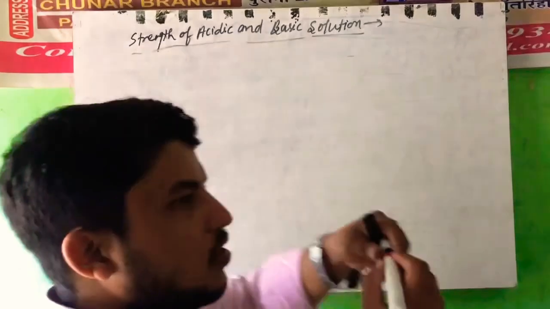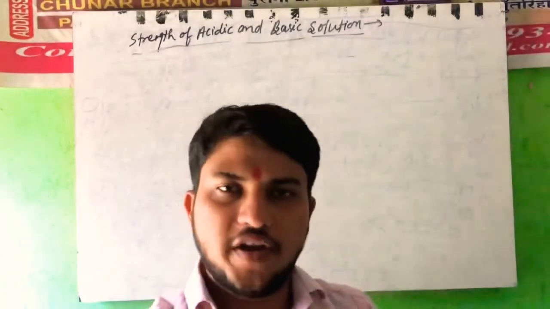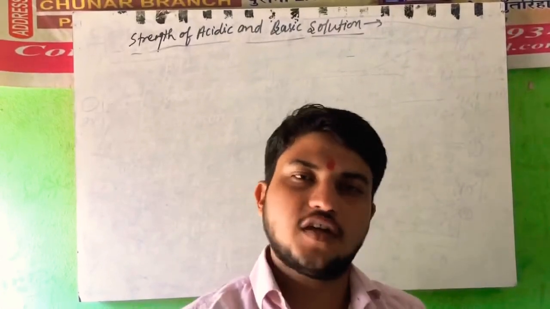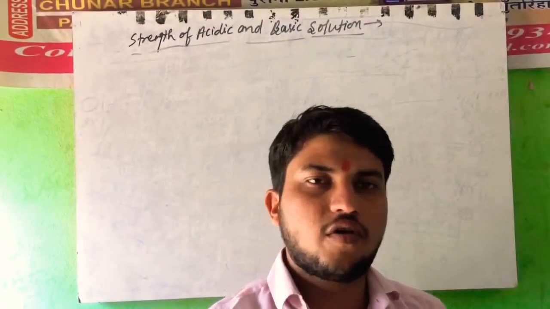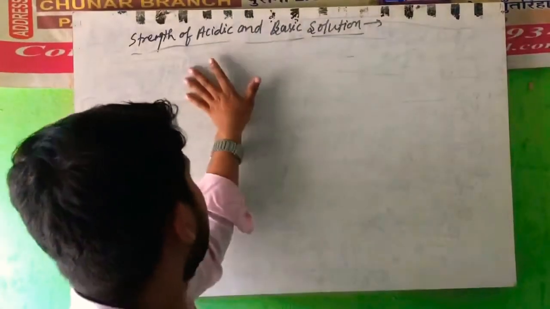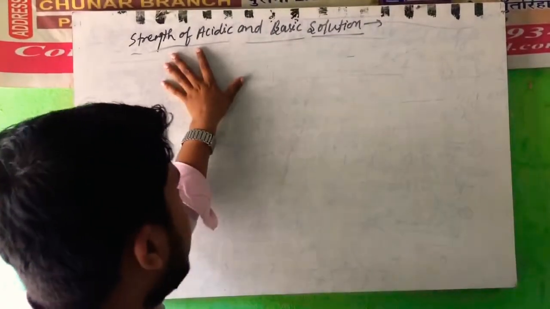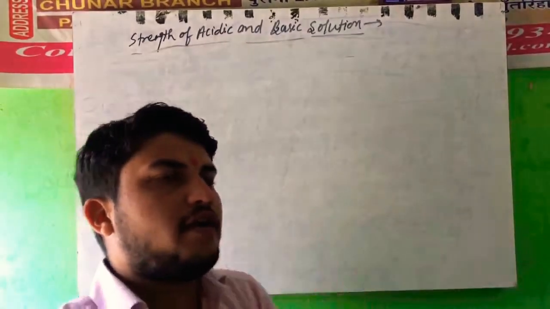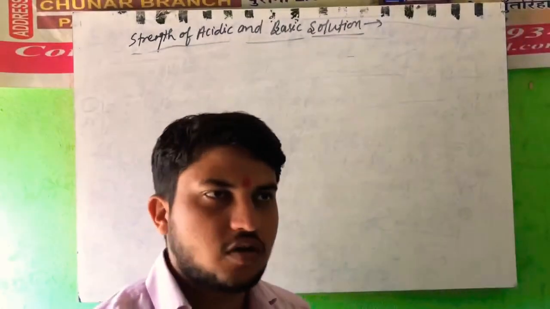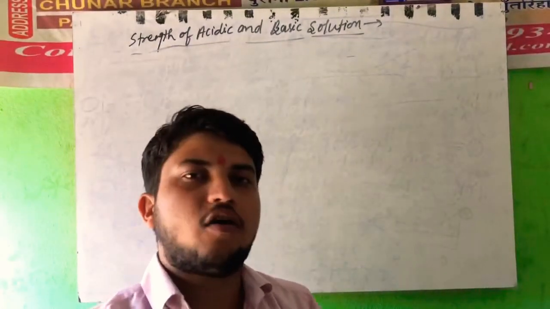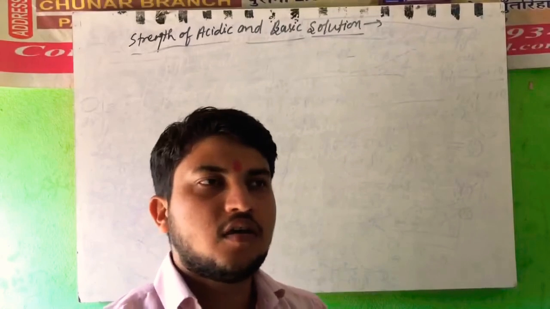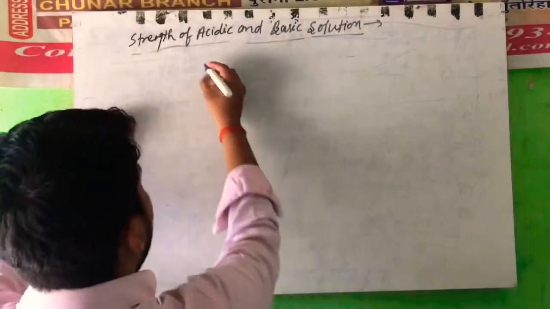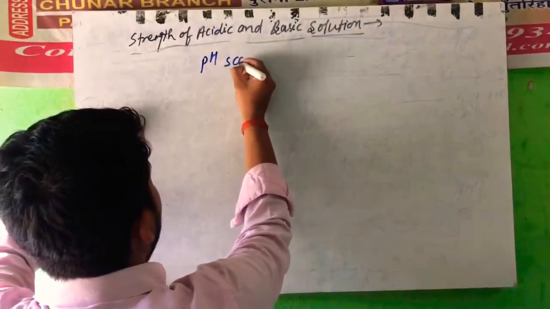So students, we have discussed acids in video number 1 and bases in video number 2, along with all the definitions and properties. In this video we are going to tell you about the pH scale. The topic is strength of acidic and basic solution, which means how you can find out the strength of an acidic or basic solution. We can find out the strength of acid and base by using a device, and that device is known as the pH scale.